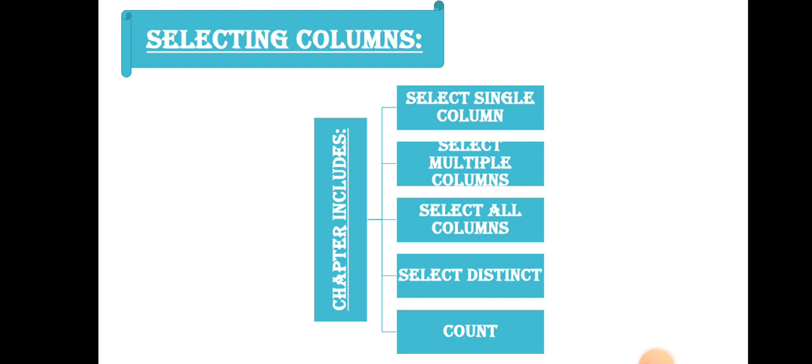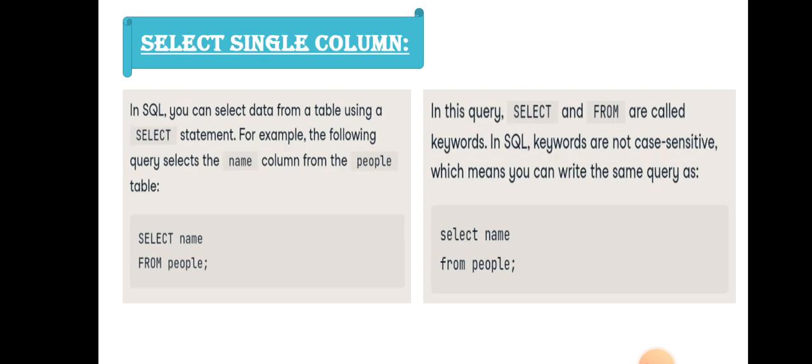Now, here are the contents of selecting columns. In this chapter, there are multiple things we learn: selecting single column, select multiple columns, select all columns, select distinct, count. So first let's talk about select single column.